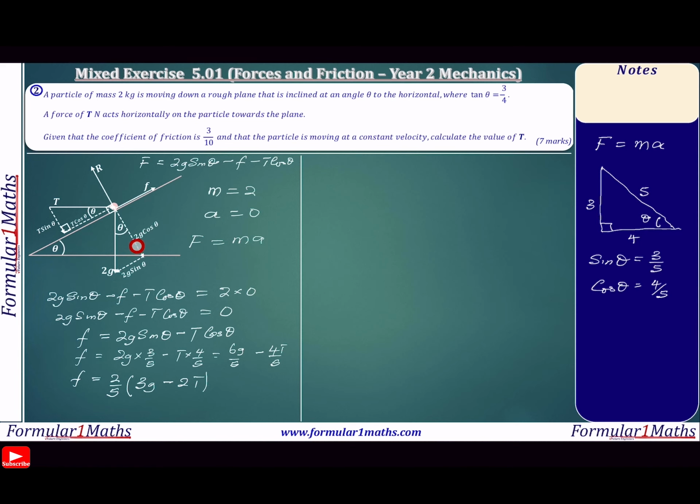Now we also know that the particle is not flying off the plane or moving through the plane. So it means that perpendicularly, the particle is in equilibrium. That means that R will be equal to T sine theta plus 2g cos theta. And so we can write R is equal to T sine theta plus 2g cos theta.